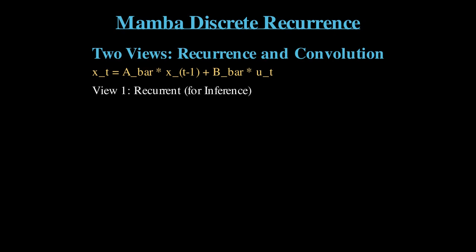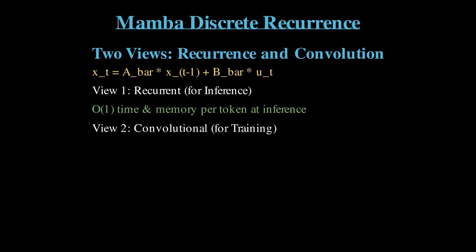First is the recurrent view. Here, we process the sequence one token at a time, updating the state x at each step. This is incredibly efficient for inference, requiring constant time and memory per step. The second is the convolutional view.